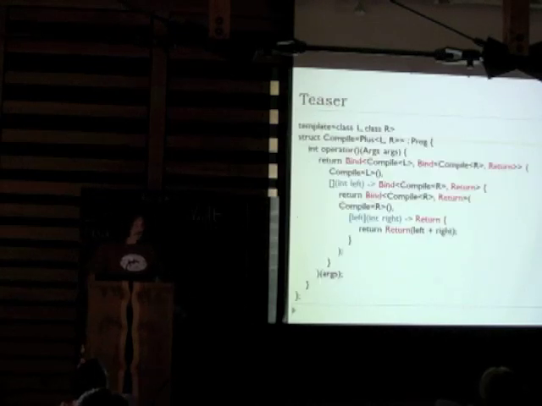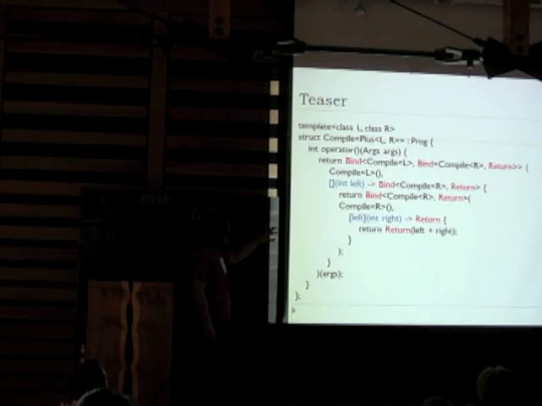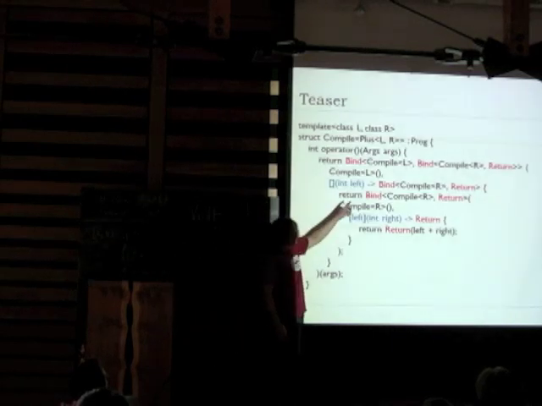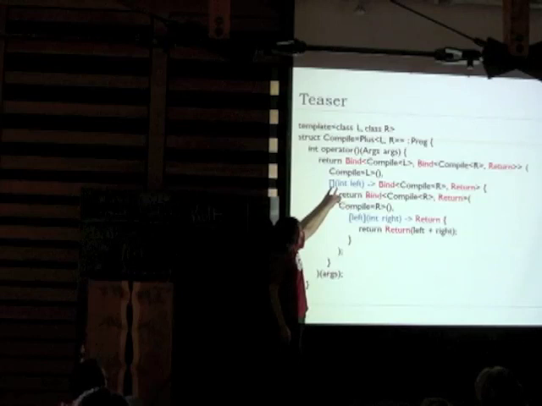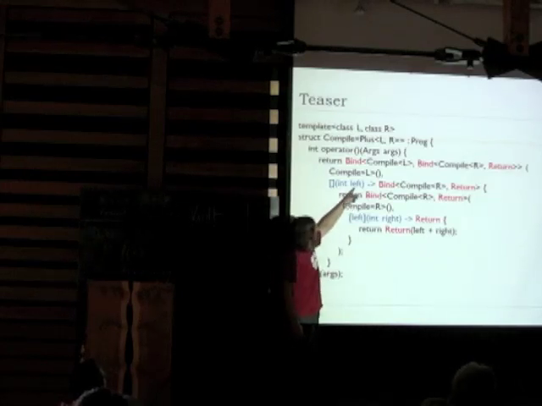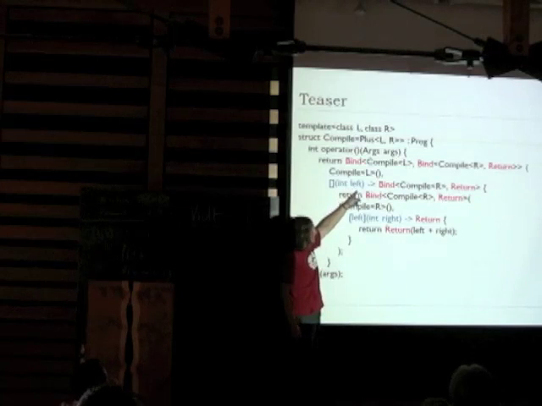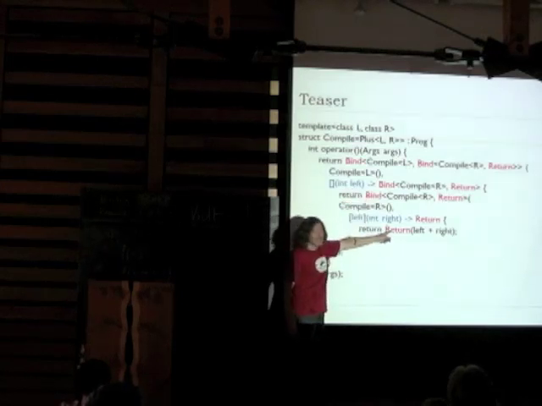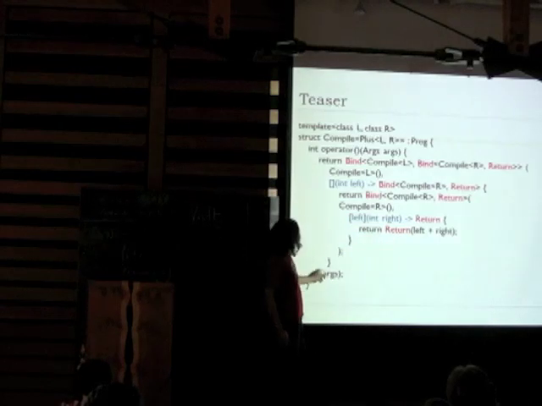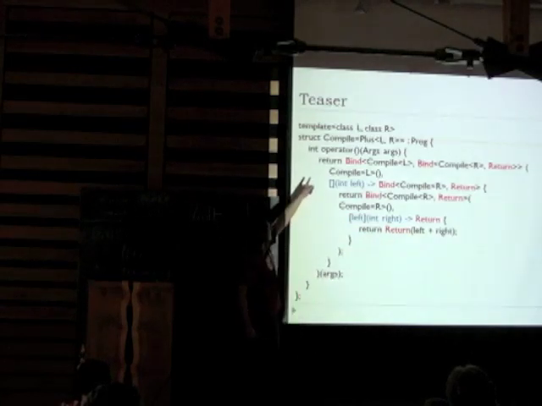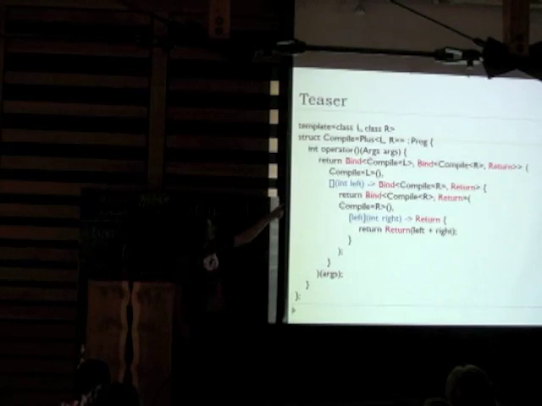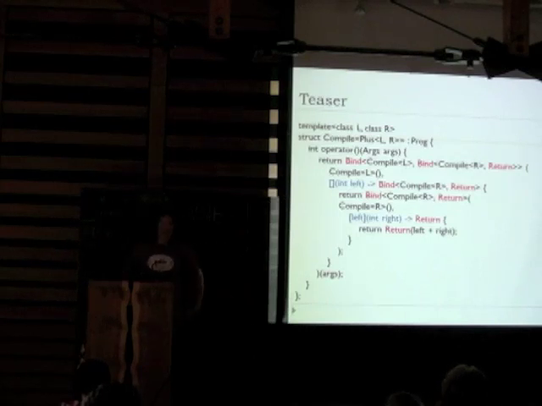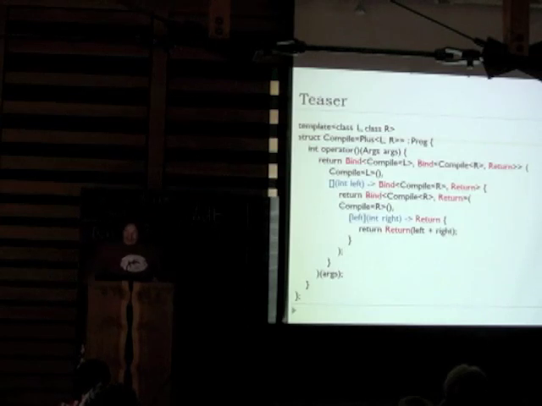We can skip. That's the teaser. I showed you this teaser before, but now I highlighted the stuff. See bind? You see lambda? These are the continuations. These are binds. There's a return. That's my function compile of plus. It becomes clear suddenly. No, not really.